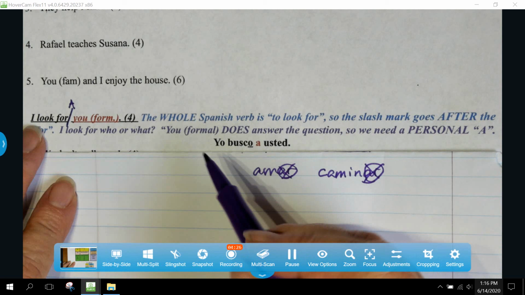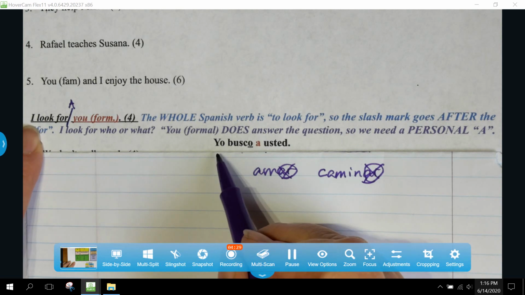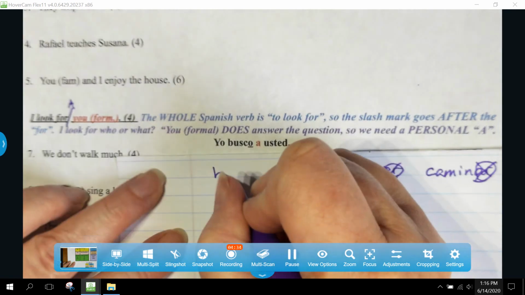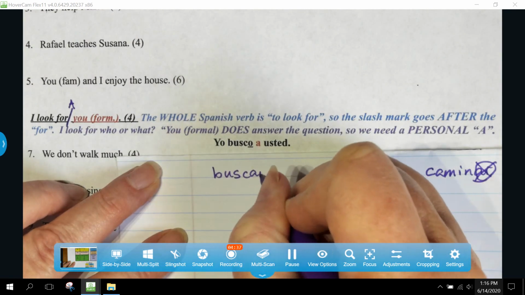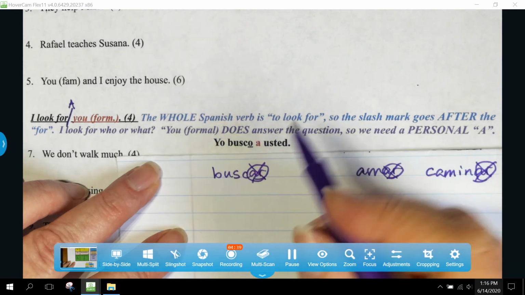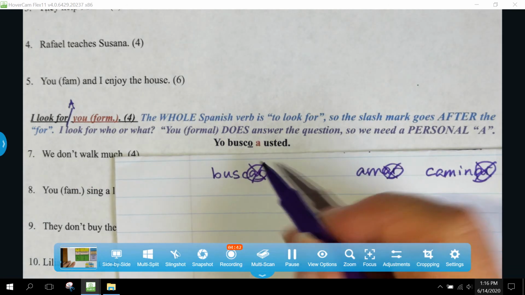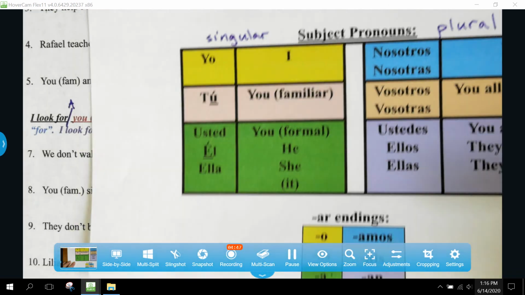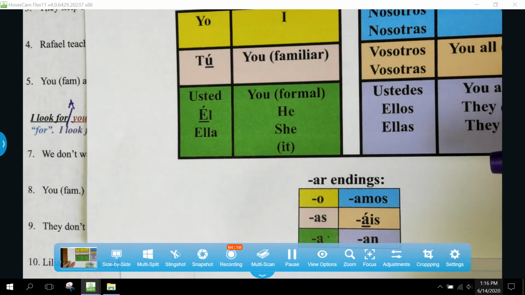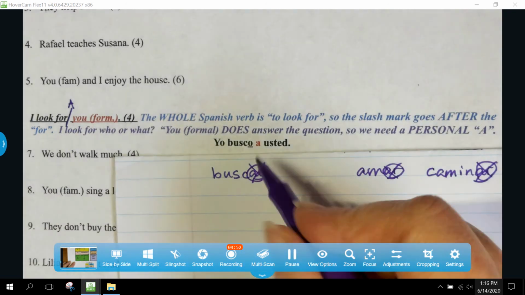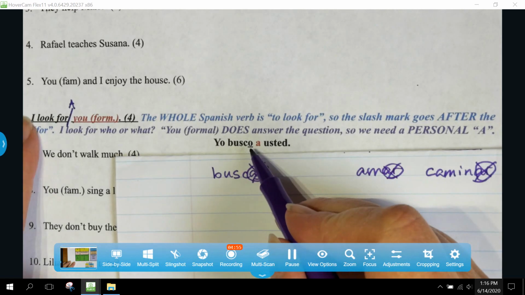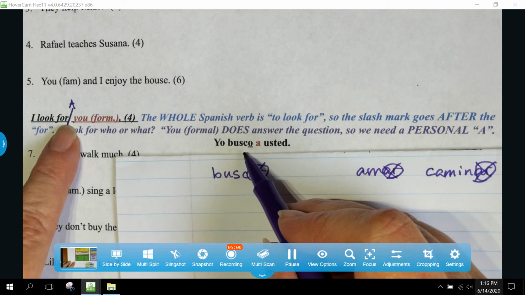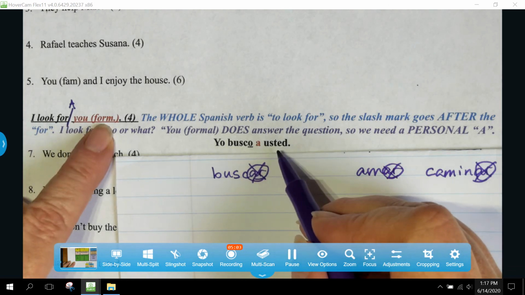So we go down and I have I, which is going to be yo. Look for, we take that word buscar, take off the AR, and when we look back at our chart, your subject is yo. We look back, yo is in yellow. My yellow ending is O. So I change the AR to O. So yo is I, look for, busco, personal a, and then you formal, usted.